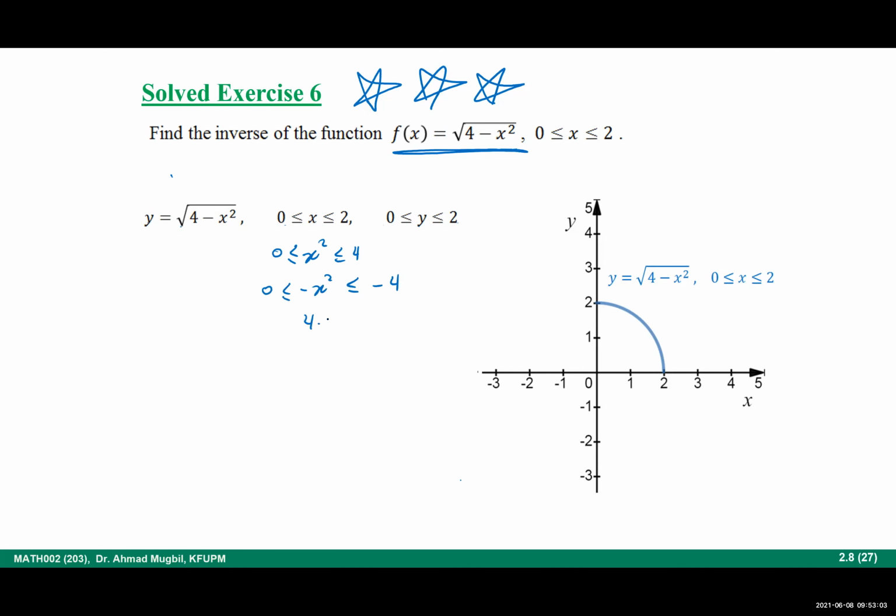When you add 4, it will be x squared less than 0 and greater than 4. When you take the square root, we have here 0 and here 2. So this is y between 0 and 2. I didn't change here, so it is greater than, less than, and you should be careful about that. So here it is greater than, less than at the end.